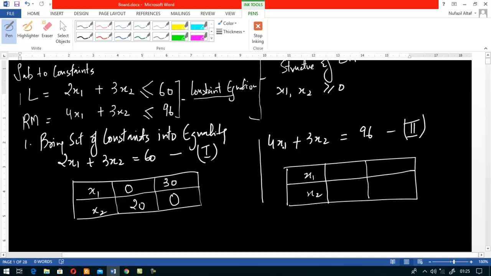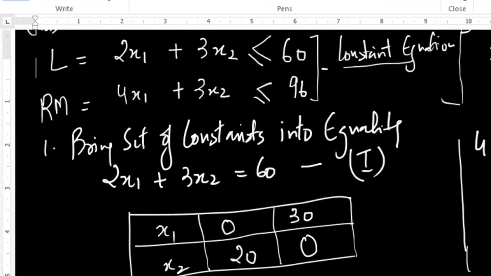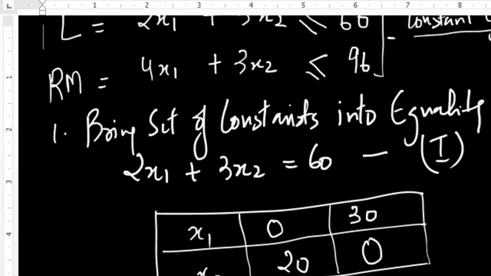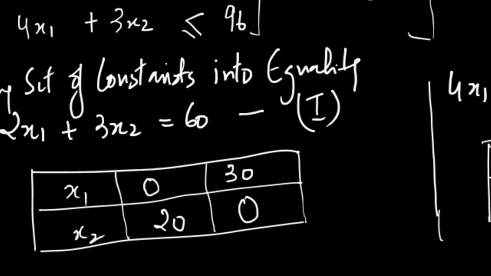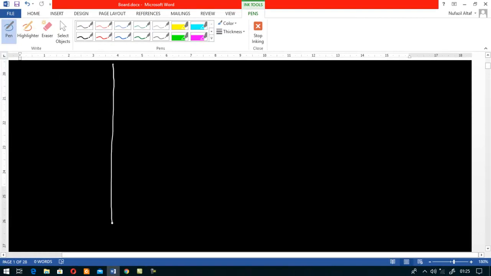Now if I plug in 0 over here, I have to divide 96 by 3, which is going to be 32. If I plug in 0 over here, then I have to divide 96 by 4, which is going to be 24. So I have got these intercepts. Now let me move on and plot a graph for it. I know that the maximum value for x1 is 30, and the maximum value for x2 is 32. So on x1 I need up to 30, and on x2 I need up to 32. So let us make a graph.